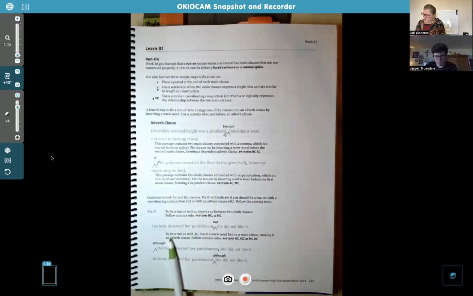Okay. To fix a run-on with an adverb clause, insert the www word before a main clause, making it an adverb clause. Follow the comma rules right here. Adverb clause, comma, main clause, or main clause, adverb clause. And here's your example at the bottom. They inserted although, which is a www word. Although Dorinda deserved her punishment, comma, she did not like it.